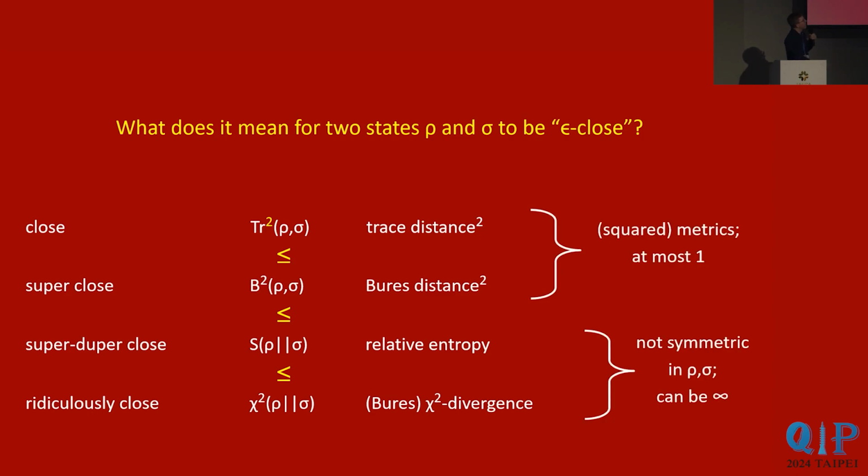Just a few quick comments about this. The first 2 are always numbers between 0 and 1. In fact, these are distances, they're metrics. But relative entropy and chi-squared divergence are not even bounded, so they can even be infinity in some cases.